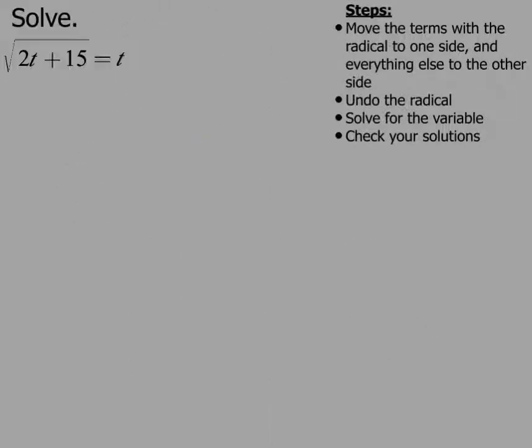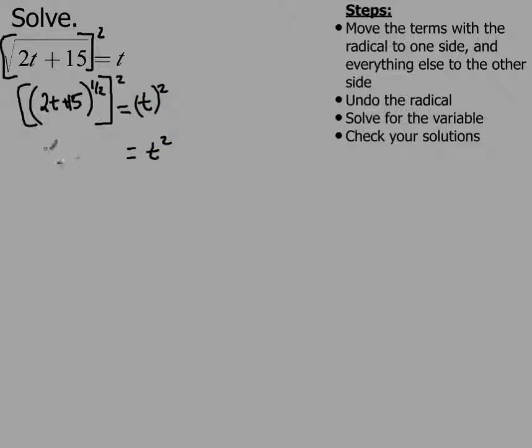All right, so for our third and final example here, we've got the square root of 2t plus 15 equals t. Now, if we have 2t plus 15 underneath a square root, that's the same thing as the 1/2 power equals t. Some people might do this step here like this, but either way you're going to square it to get rid of the 1/2 power or the radical. And then of course we square t, and t squared is just t squared. On the left hand side we'll have our 2t plus 15.